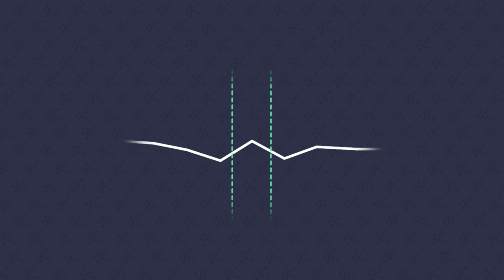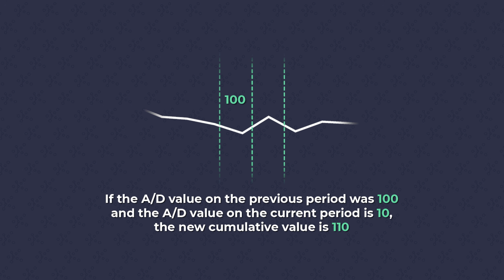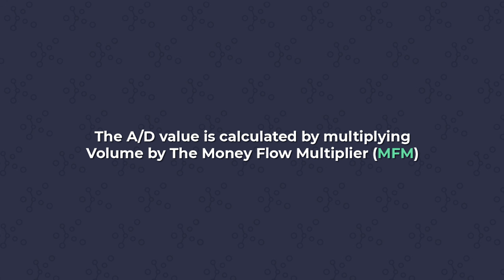In the crudest layman's terms, if the value on the previous period was 100 and we get a value of 10 today, the new cumulative value is 110. Whether it's added or subtracted is based on whether the value is positive or negative. Now that leads us to a very important question, which is, how is the value derived? Using a simple calculation in which the volume for the period is multiplied by something called the money flow multiplier.